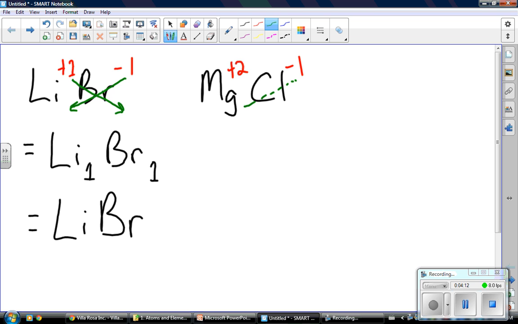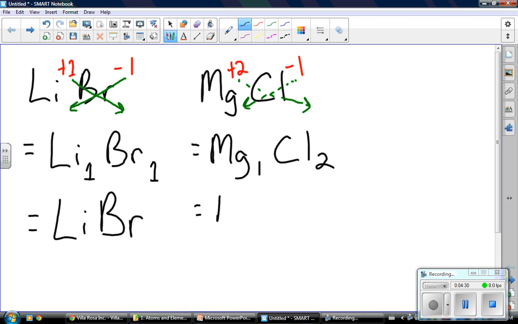So that one goes there, that one goes there, and we rewrite this as Mg1Cl2. Again, I drop the signs. I don't need the plus or the minus anymore, and I can drop the 1. So I can just rewrite this as MgCl2. What that's saying is that for every 1 magnesium, I need 2 chlorines.